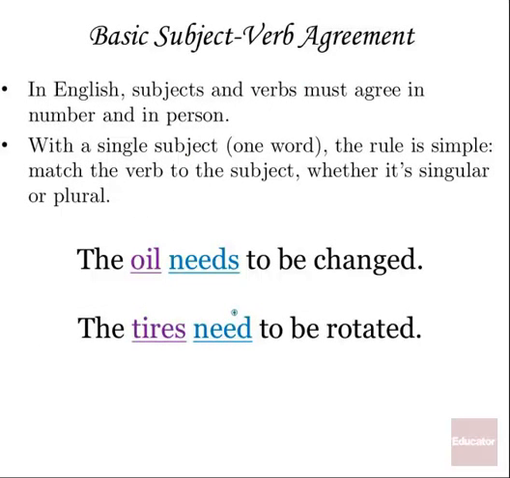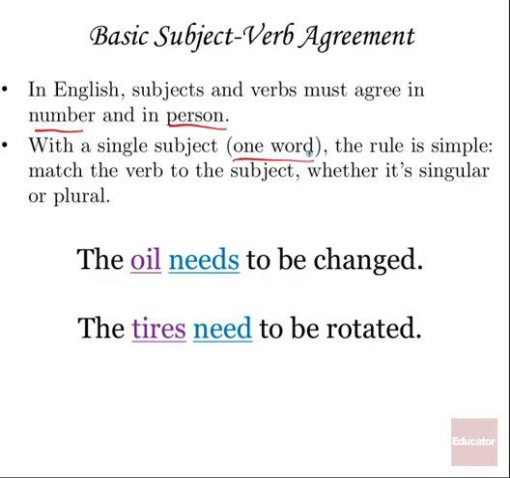All right, basic subject-verb agreement. In English, subjects and verbs must agree in number and in person. Now remember, number is whether it's singular or plural. Are you talking about one thing or many things? And person: first person, I, me. Second person, you. Third person, he, she, it, they. So, verbs change form according to number and person sometimes, and so they have to agree with their subject, whatever it is.